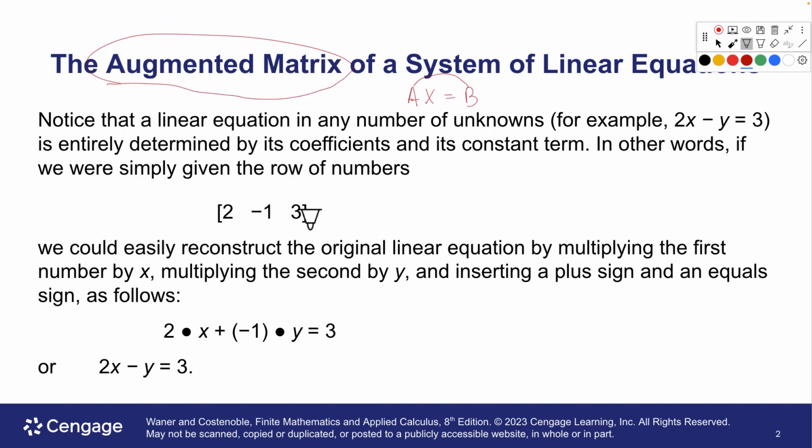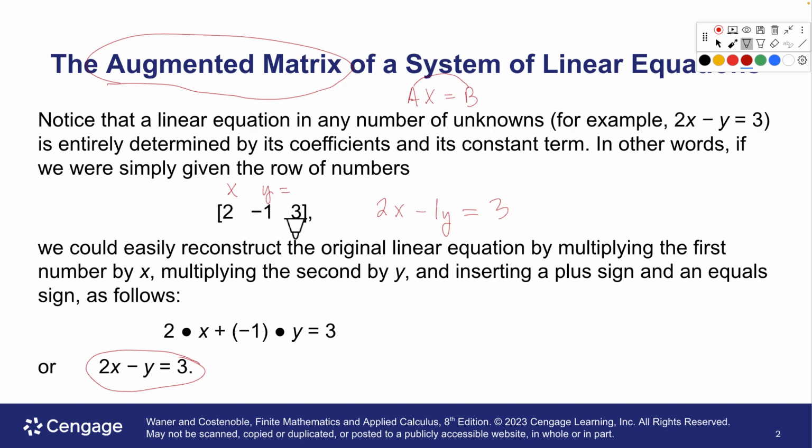So when we look at something like this, 2, minus 1, 3, this is, instead of x, y, z, it's just x and y, and the 3 is the equals part. So as they've gotten down here, we look at this as 2x minus 1y equals 3. So this equation down here.